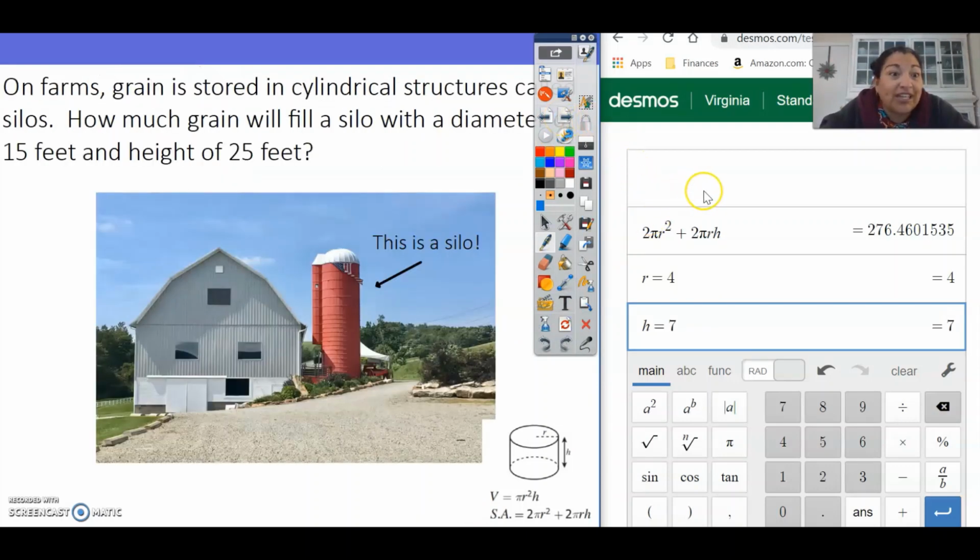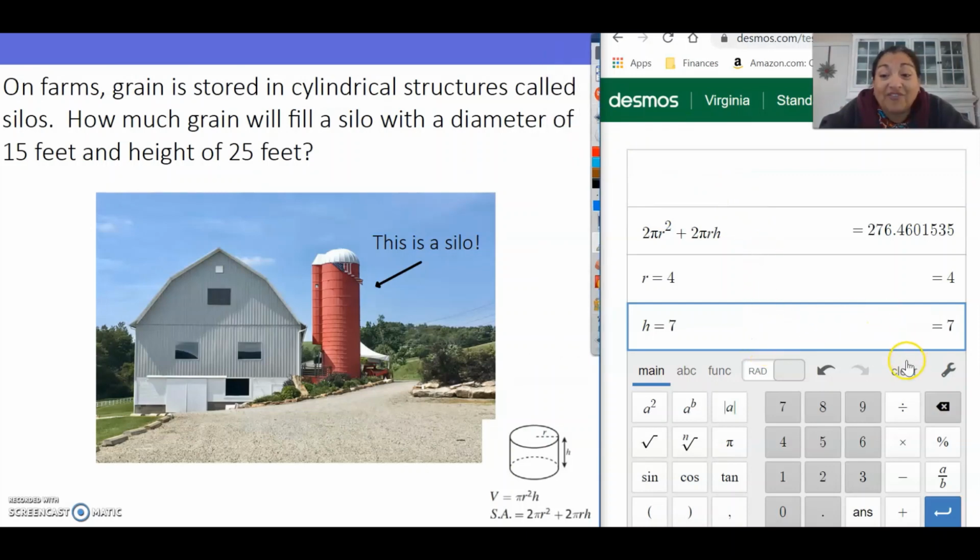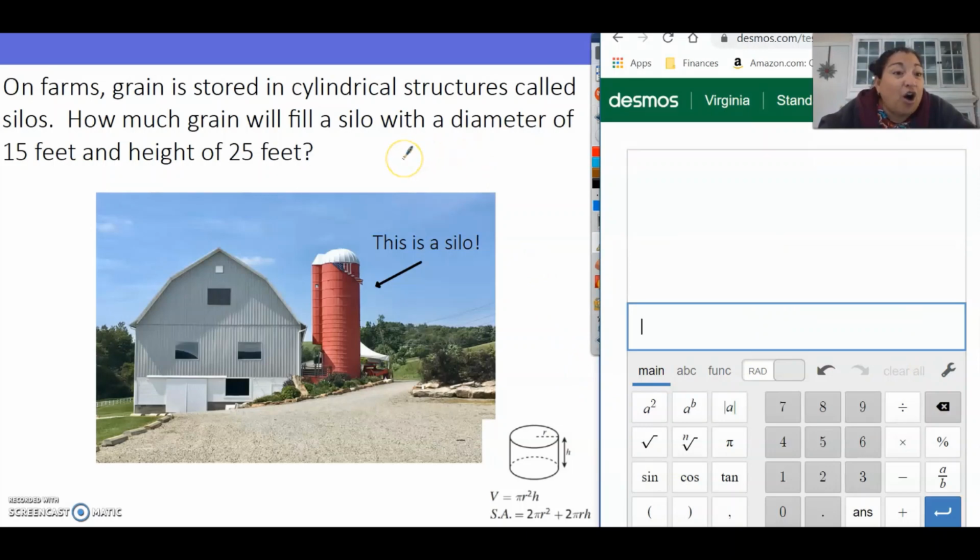All right, our next one is, we have to fill this silo. So let's talk about that first. On farms, grain is stored in cylindrical structures called silos. And if you see, there's an arrow that points to a silo. How much grain will fill, that's the key word there, fill a silo with a diameter of 15 and a height of 25. So we already have our height, so we can put h equals 25.